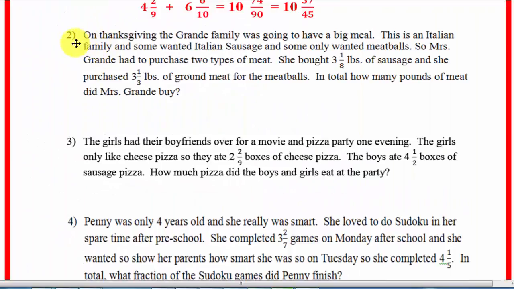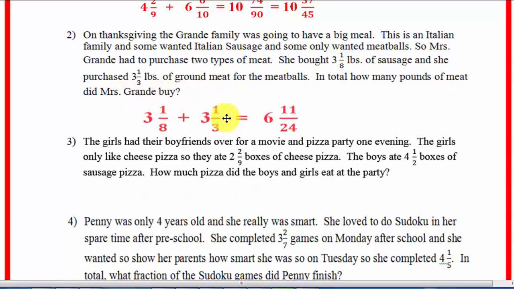Okay, let's pick up where we left off. Problem 2. On Thanksgiving, the Grande family was going to have a big meal. This is an Italian family, and some wanted Italian sausage, and some only wanted meatballs. So, Mrs. Grande had to purchase 2 types of meat. She bought 3 1/8 pounds of sausage, and she purchased 3 1/3 pounds of ground meat for the meatballs. In total, how many pounds of meat did Mrs. Grande buy?